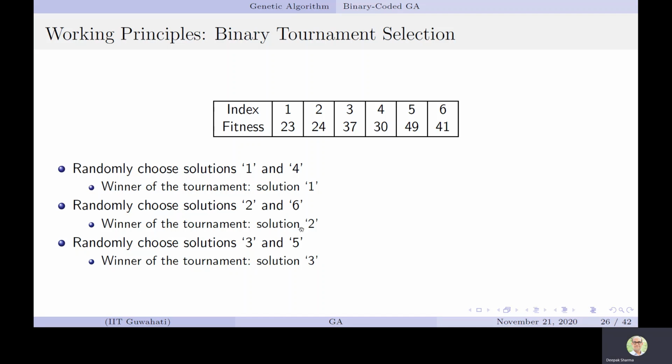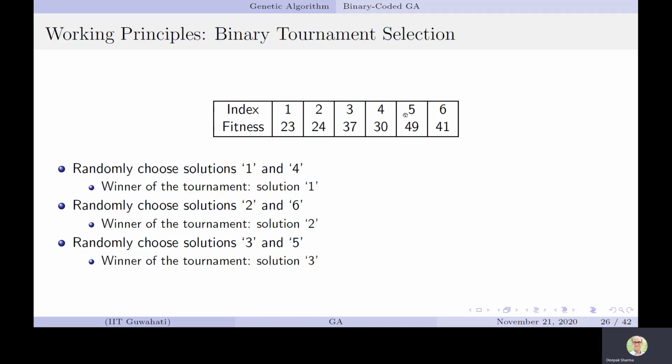Now, looking at the fitness values of 3 and 5, we know solution 3 is the winner. What we can understand is that when we perform a tournament between the two, we select solutions 1, 2 and 3, which means we selected only 3 solutions. If you look at the name of the tournament selection, it is called binary. Binary means there is always a tournament between two. But when we perform just one round of tournaments, we select just 3 solutions.